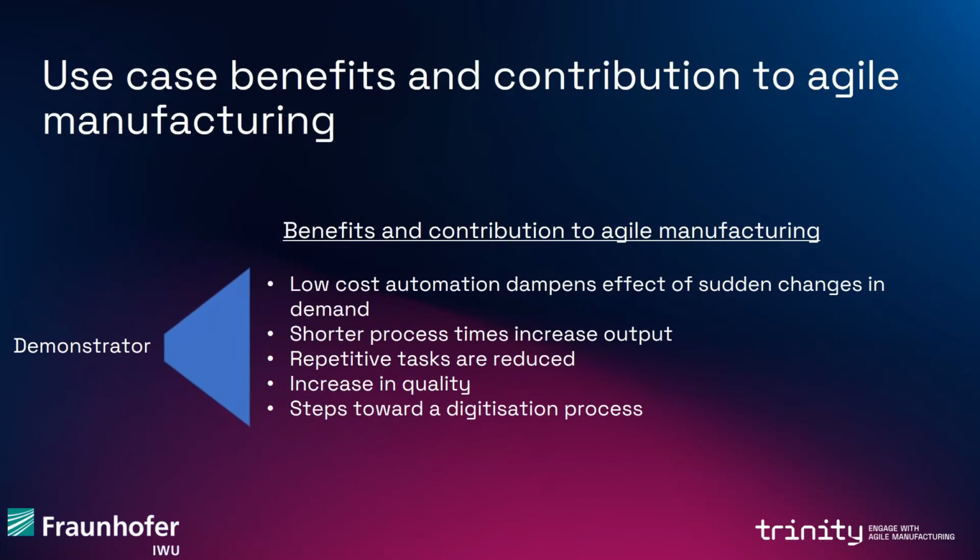After knowing about the demonstrator's tasks, I will give you a better understanding about its benefits and its contribution to agile manufacturing. The partly automated workstation helps with sudden changes in demand. Times with lower demand are compensated better, since in this case only one person is confronted with a lesser amount of work instead of two. And during a period with an increased amount of work, the shorter process times of the robotized process facilitate meeting the needed output. Furthermore, repetitive tasks are reduced.